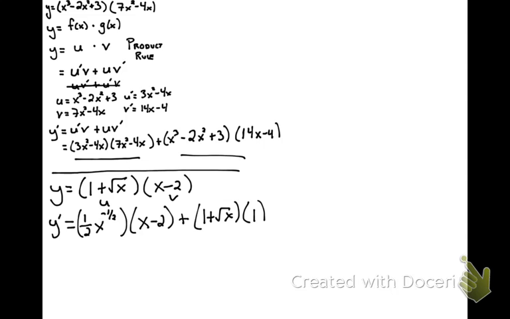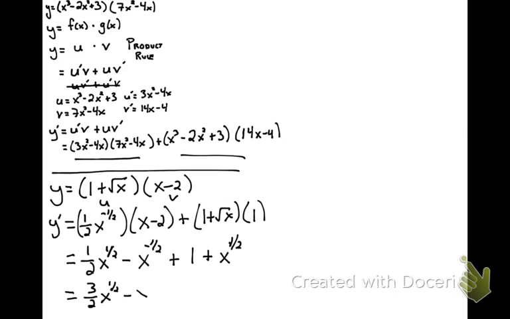And again, you don't need to simplify. You can if you'd like to. This one's not too bad to simplify. You would have 1/2 x to the 1/2 minus x to the negative 1/2 plus 1 plus x to the 1/2 power. And this is equal to 3/2 x to the 1/2 minus x to the negative 1/2 plus 1.